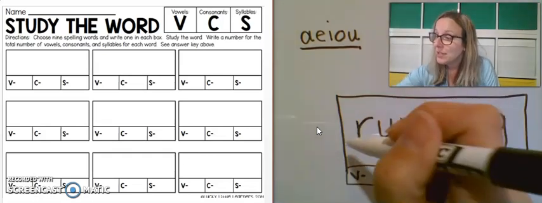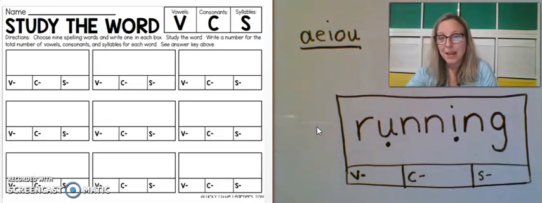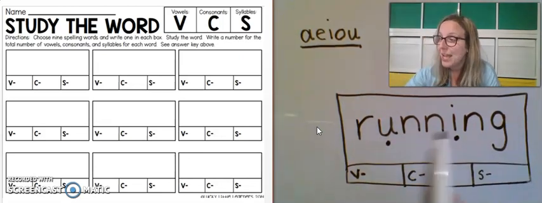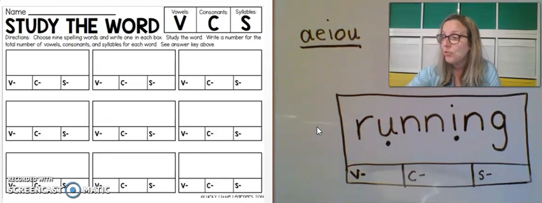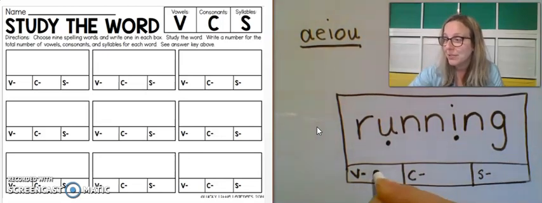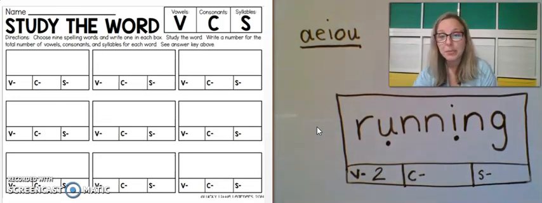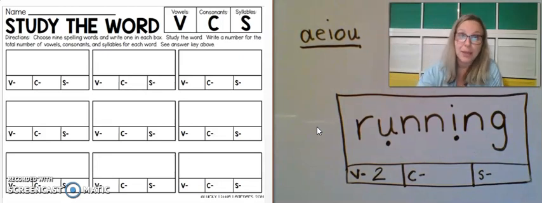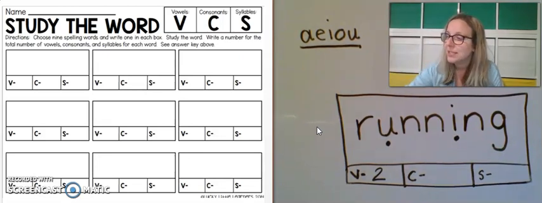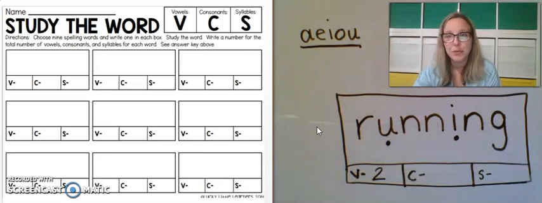Okay, so what I've done here is put dots underneath my vowels, and I see that I have a U and an I. That's 1, 2 vowels. So right here for vowels, I will put a number 2. That tells me and anyone that looks at this that the word running has 2 vowels.